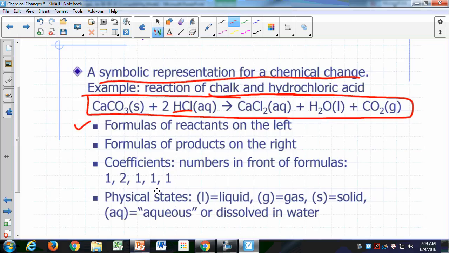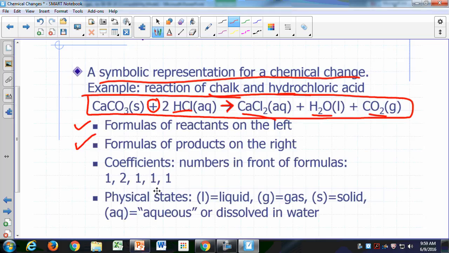Okay, so you separate the formulas by a plus sign. So calcium carbonate is called a reactant. Hydrochloric acid is also a reactant. Then on the right side, you see there's an arrow that separates the reactants and the products. You write the formulas of the products. So the products of this reaction are calcium chloride, water, and carbon dioxide. So you write the formulas of the products on the right.